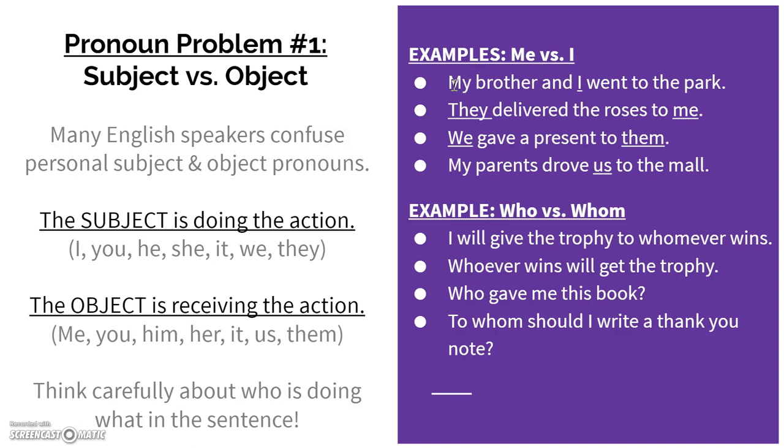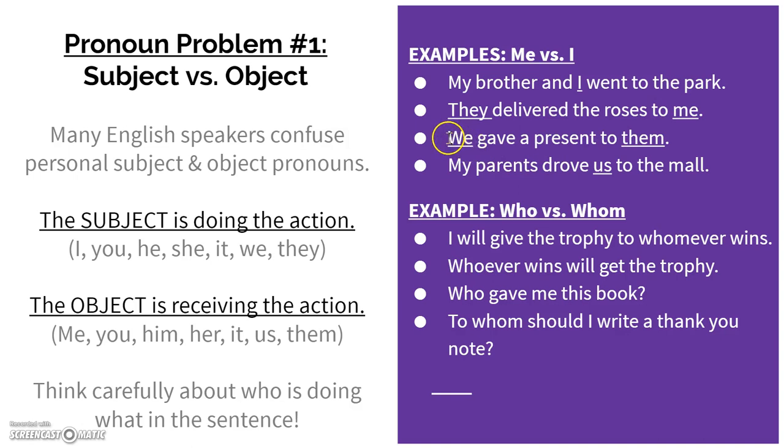Technically, you are supposed to say, my brother and I went to the park. It would be wrong to say, me and my brother. Why? Because me is an object pronoun, and me can only happen toward the end of the sentence, like in number 2. They delivered the roses to me. In this case, I'm the recipient of that delivery. I'm receiving the roses. So I am the object, technically the indirect object, which we can get into in another video. And therefore I'm using the object pronoun me later on in the sentence.